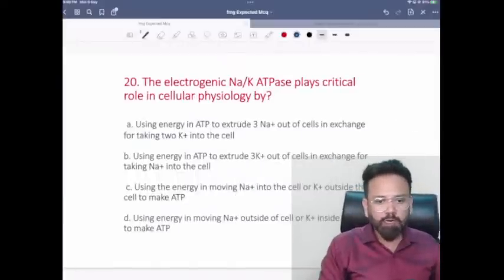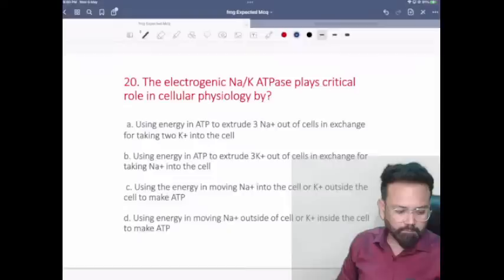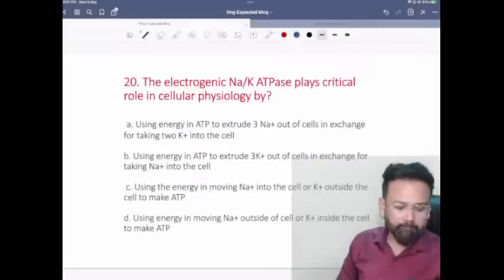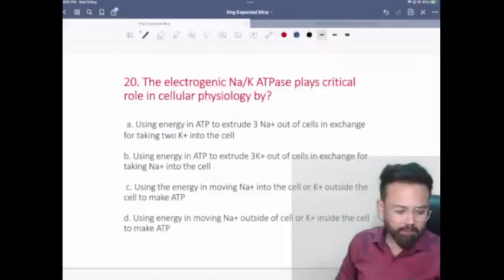Now, this question is regarding the sodium potassium pump. Which option is correct regarding the sodium potassium pump? It is a very easy option, by the way. The electrogenic sodium potassium ATPase pump, using energy in ATP to extrude 3 sodium out and 2 potassium in.